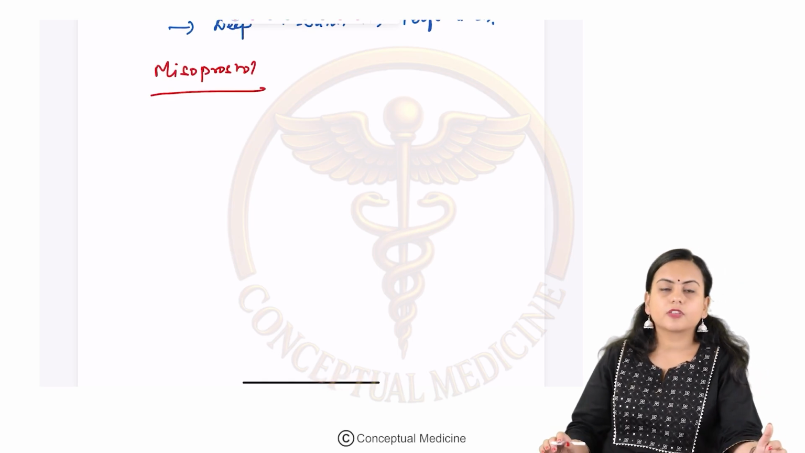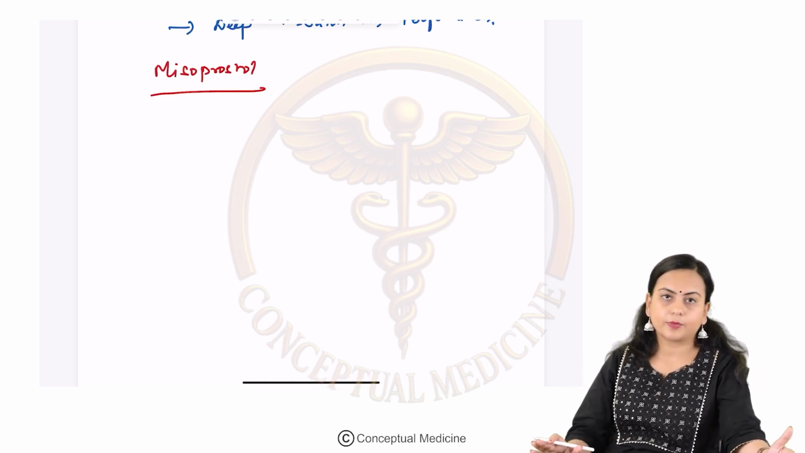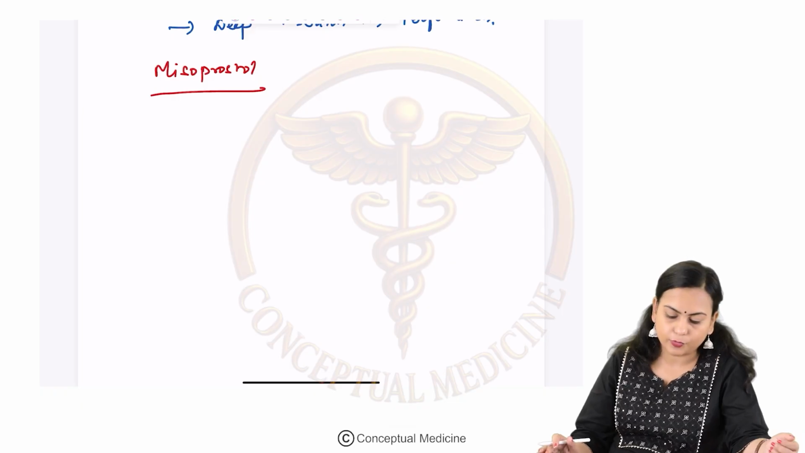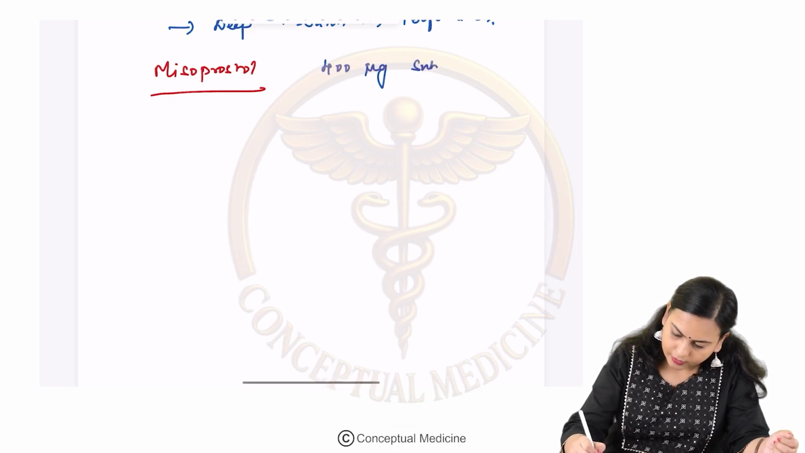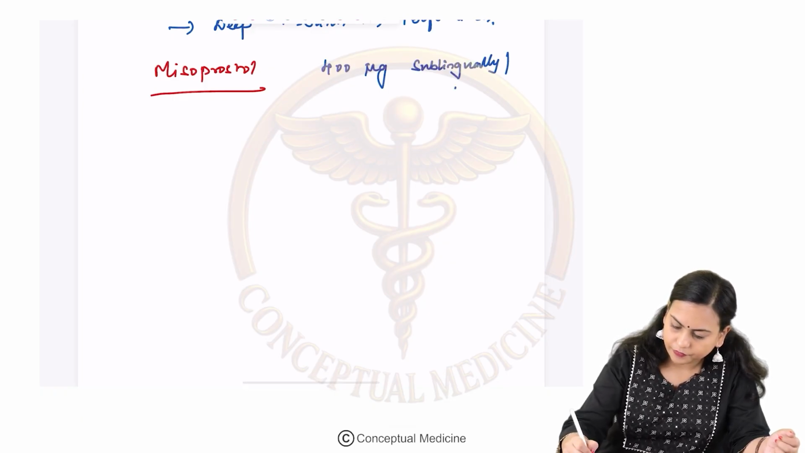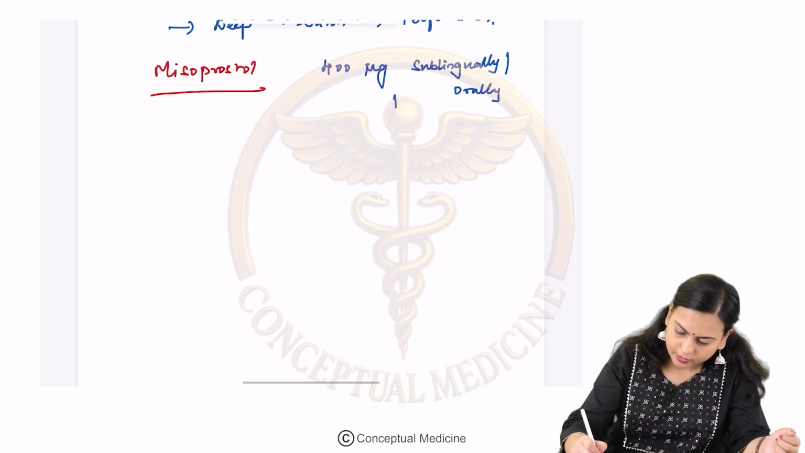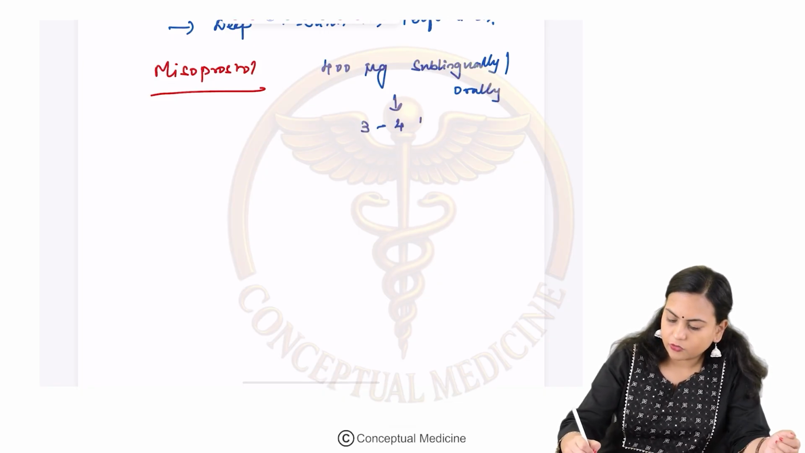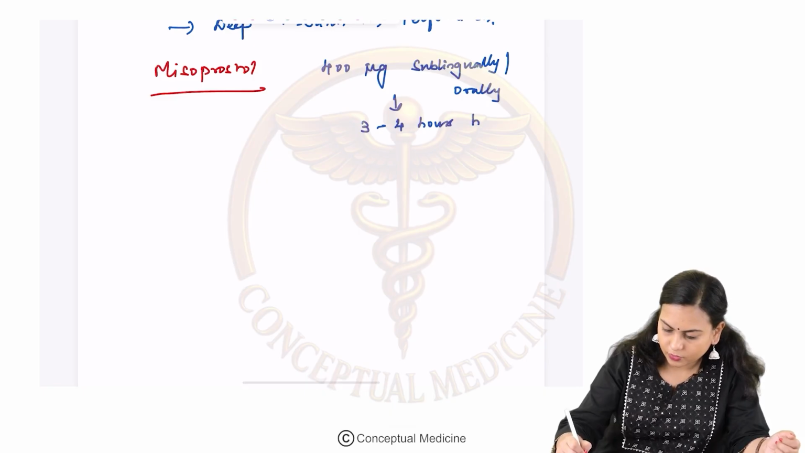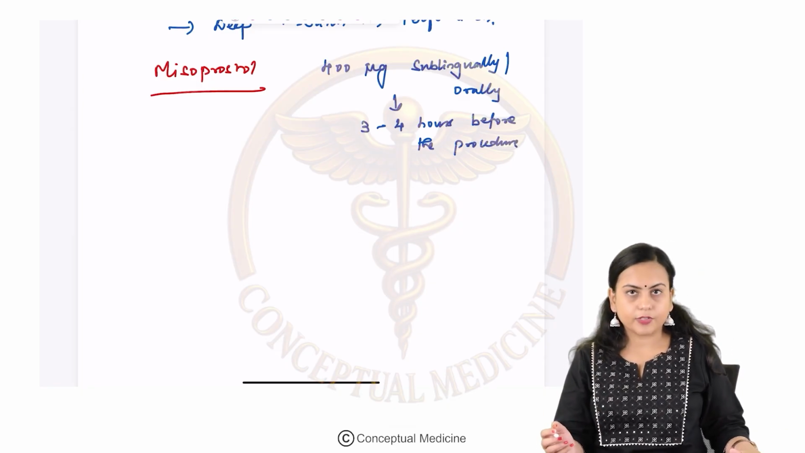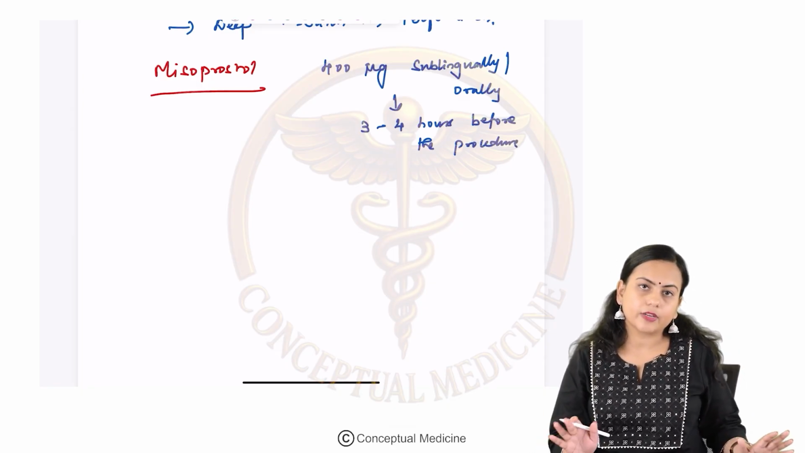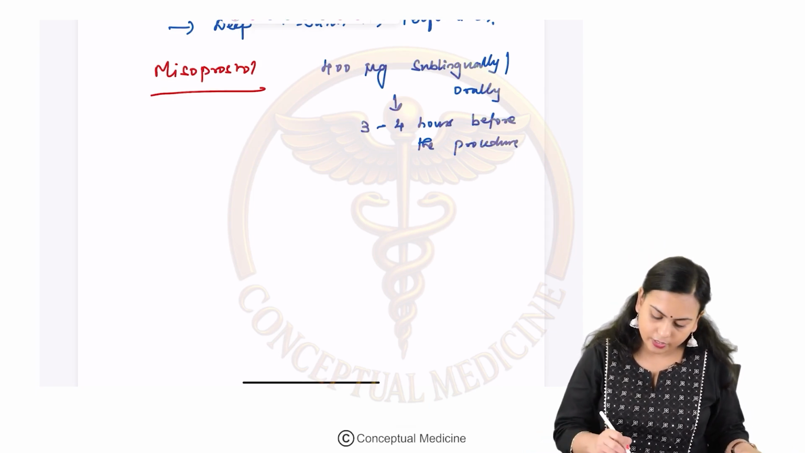We can give Misoprostol at a dose of 400 microgram orally or sublingually just 3 to 4 hours before the procedure. Okay. 400 microgram sublingually or orally, that should be given 3 to 4 hours before the procedure. Okay. We can also give Mifepristone at a dose of 200 mg 24 to 48 hours before the procedure. Okay.